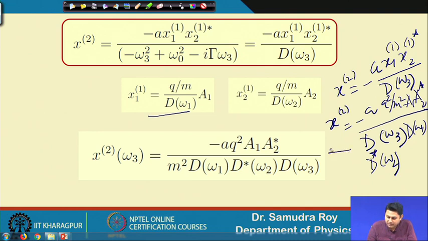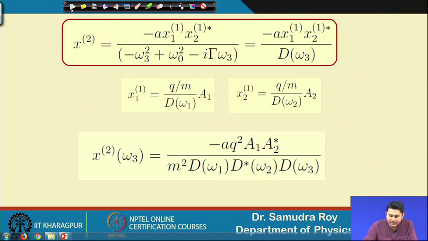So, exactly the same equation we are getting here. We are getting minus of a q square divided by m square, then the multiplication of a 1 a 2 star, then divided by d of omega 1, d of omega 2 and d of omega 3. D of omega 2 should have a star sign because I am replacing this x 2 with x 2 star, which is here. Well, so now x 2 is written in terms of a 1 a 2, which are the initial fields. So, that is interesting. That means I write everything as a source term of x 1 and x 2.